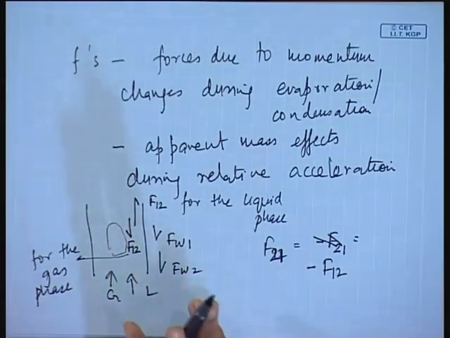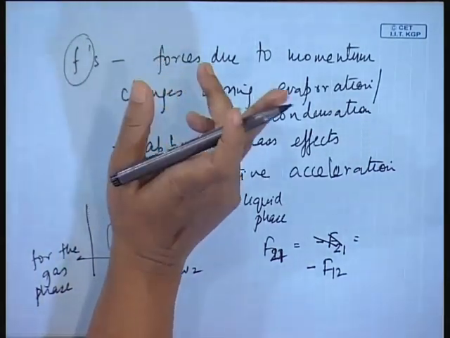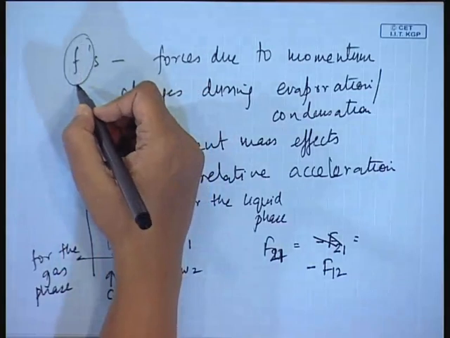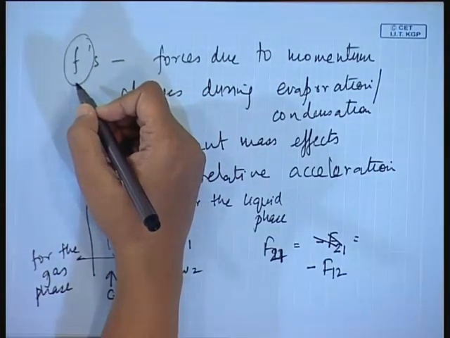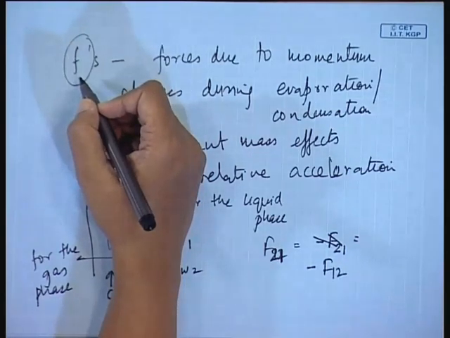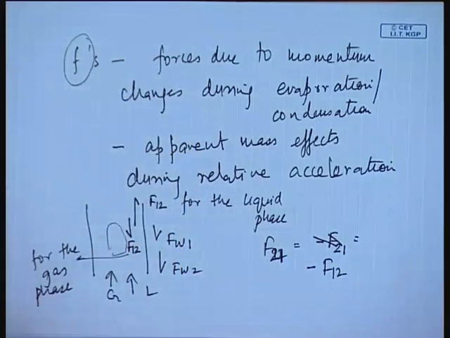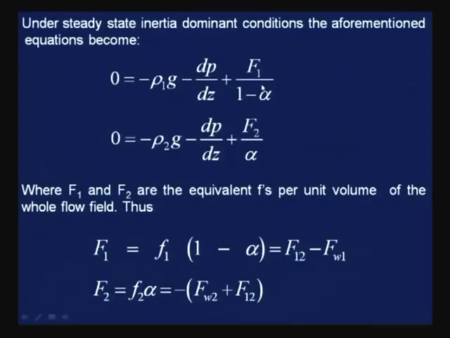Now remember one thing. When I was defining this particular F, I repeatedly told you that this is per unit volume of that individual phase. Do you remember this? F1 is the leftover force per unit volume of phase 1, F2 is the leftover force per unit volume of phase 2. Agreed? Because if you observe these two equations, one is written per unit volume of phase 1, the other per unit volume of phase 2.